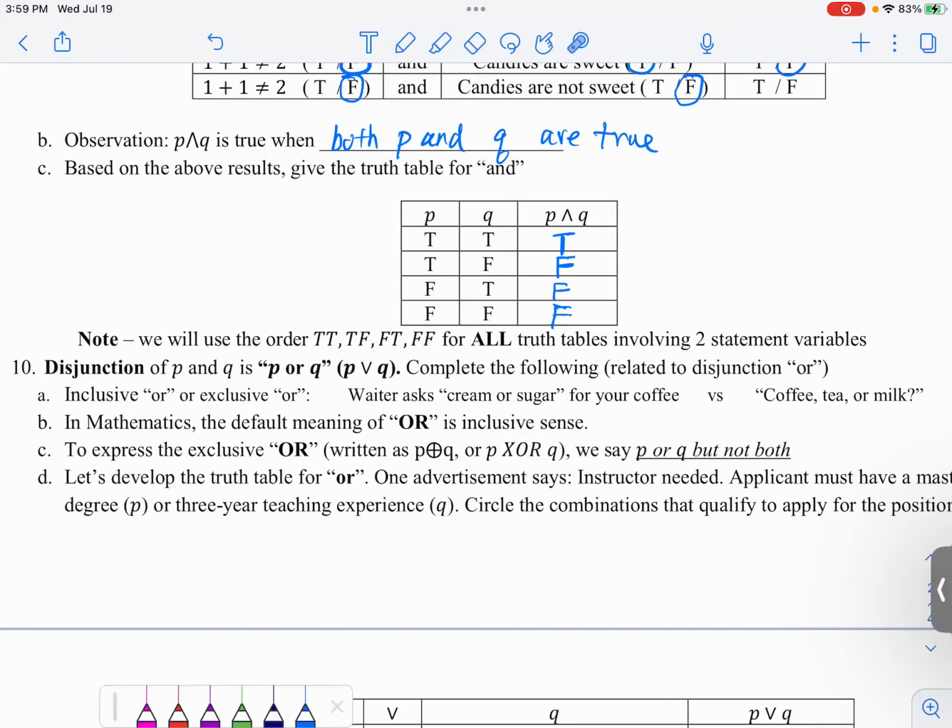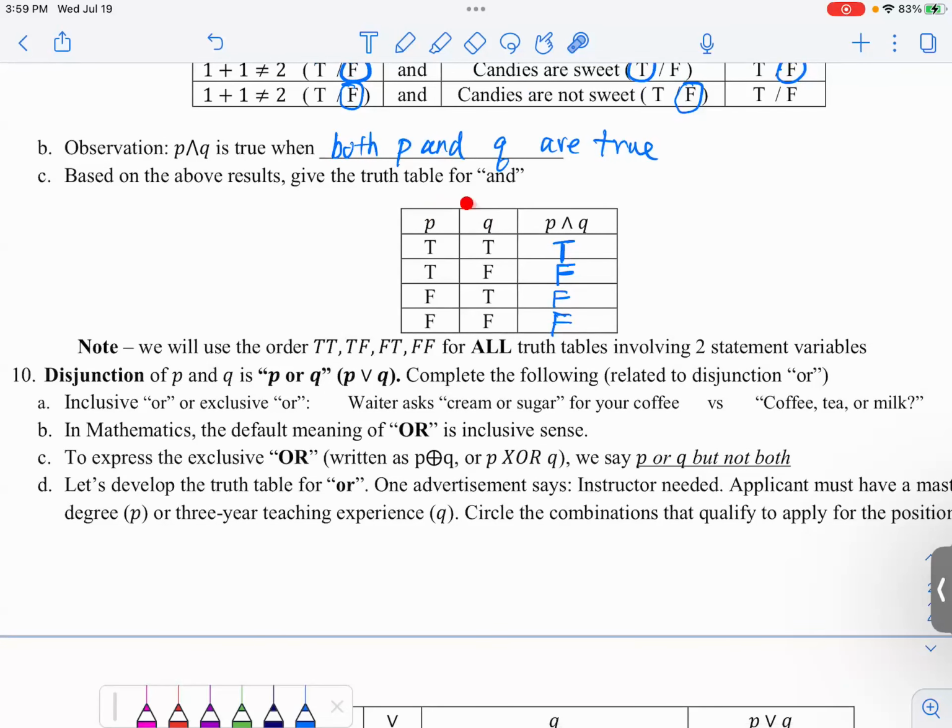You know, when we construct a truth table, when we have two variables, there are two possibilities for P and two possibilities for Q, so we do expect there are 4 rows without the heading. You can certainly write it in any order you want, but let's make an agreement. From now on, we'll use this order: true true, true false, false true, false false, when we build truth tables involving 2 statement variables. Okay, so 2 variables, then we use this order.